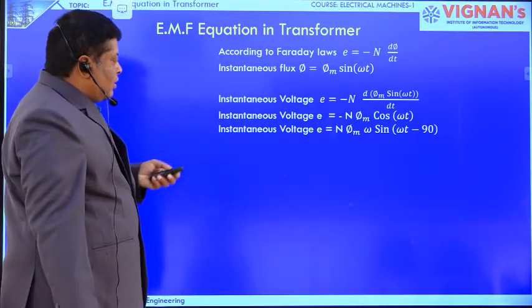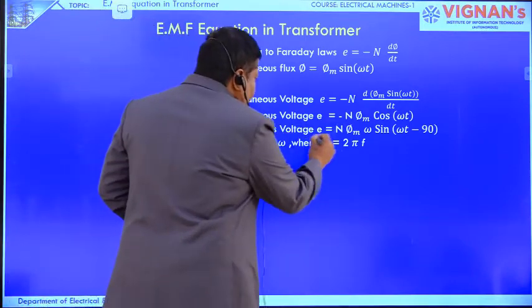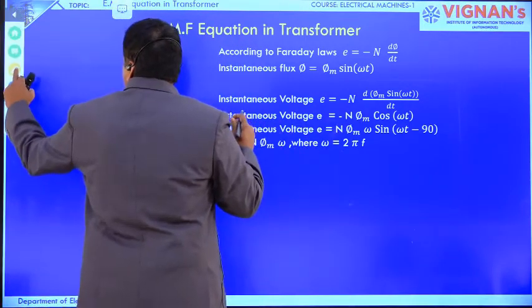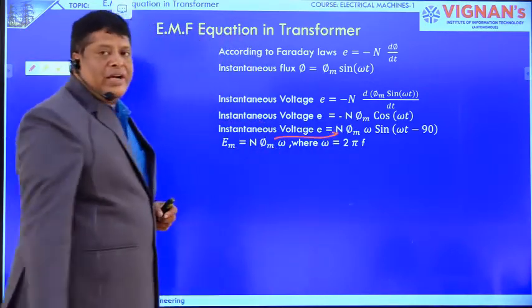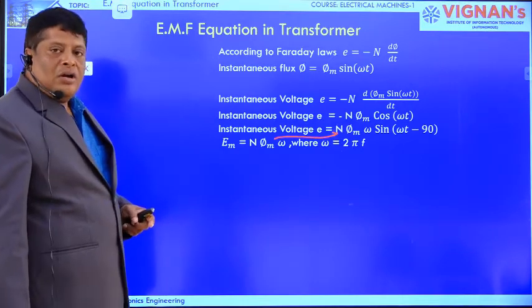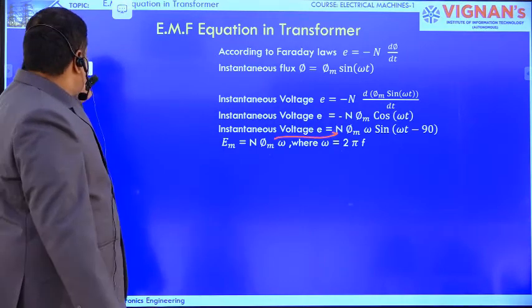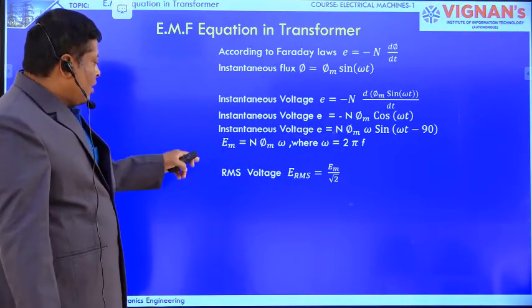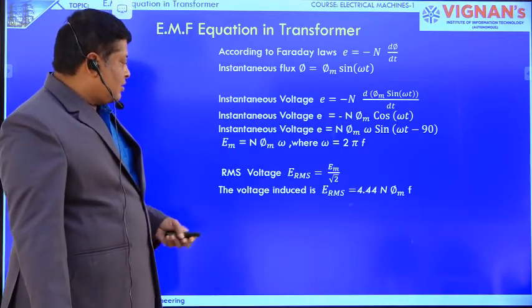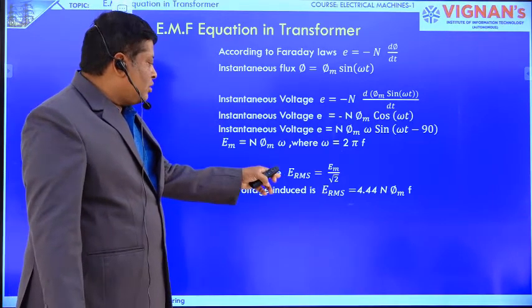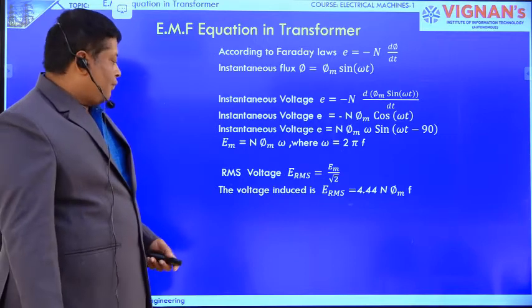Now we take the maximum voltage Em equal to this maximum, where ω equal to 2πf. To find the RMS voltage, maximum voltage divided by root 2. If you simplify, we get the RMS voltage E RMS equal to Em by root 2, and the voltage induced is E RMS equal to 4.44 N φm f.